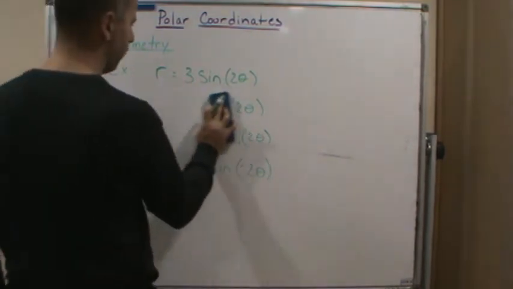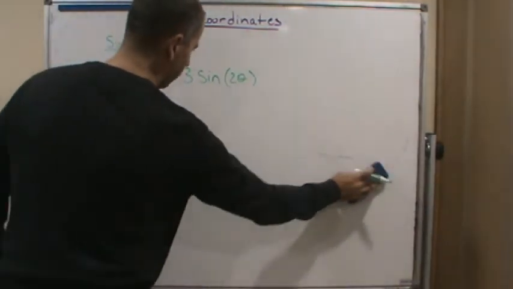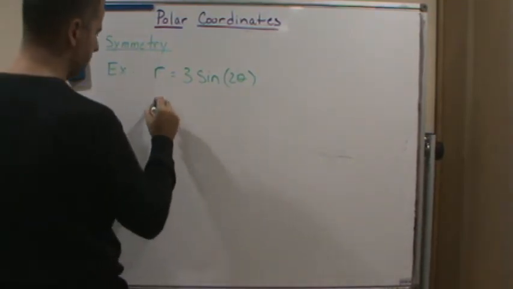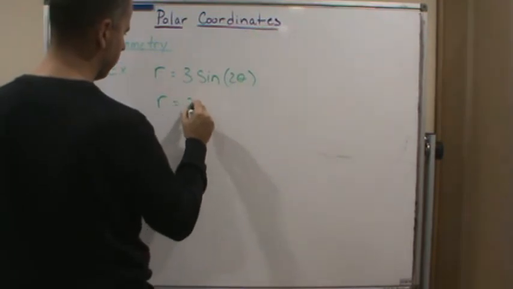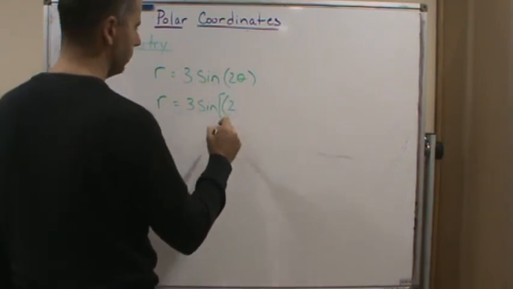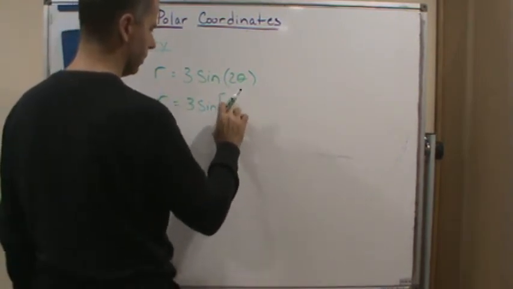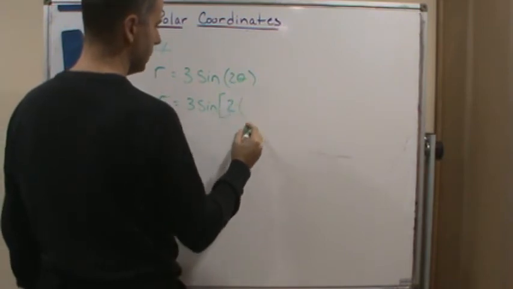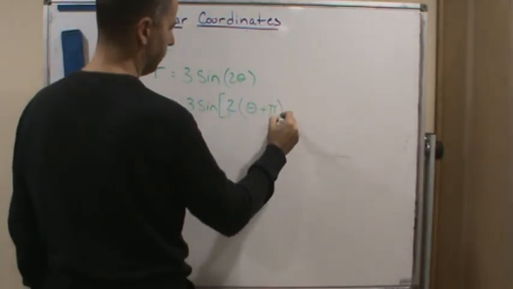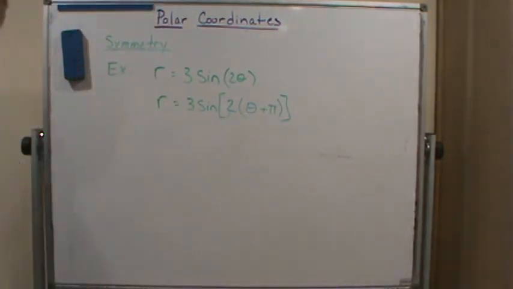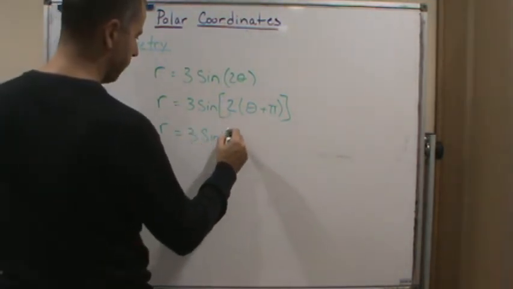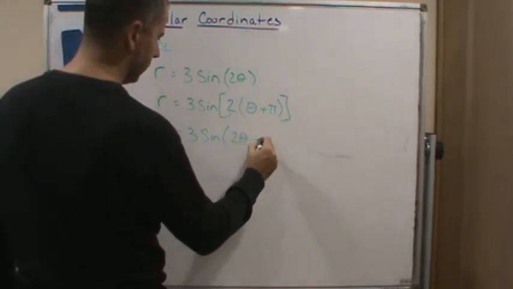Okay, so now let's go back, and this time we're going to replace theta with theta plus pi. So now we're going to write this as r equals 3 times sine 2 times theta plus pi. And we're going to have something similar happen to what happened last time. So we get r equals 3 sine of 2 theta plus 2 pi.